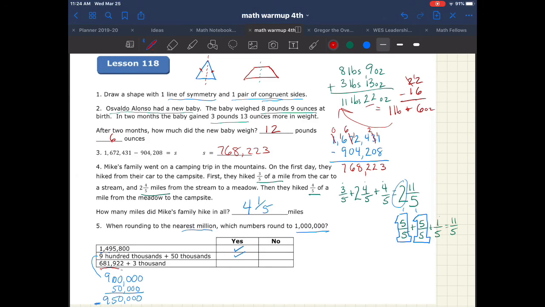And for the 681,922 plus 3,000, I'll put that over here. So 680, there's 1,000, but I'm adding 3 more thousand, so that would be 684,922. The millions place is out here. The 6 does round up to a million, so they are all yes.